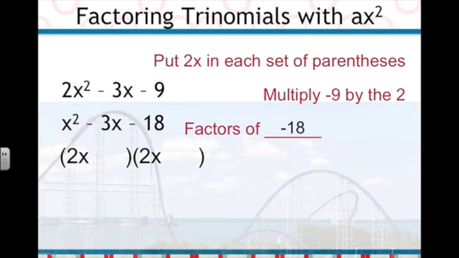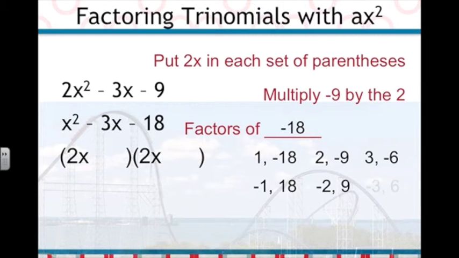To factor the negative 18, we need to have one factor positive and one factor negative. So we can start with 1 times negative 18 and negative 1 times positive 18. Next, we have 2 times negative 9 or negative 2 times positive 9. Finally, 3 and negative 6 are a pair of factors, or negative 3 and positive 6 is a pair of factors. We know there are no more factors because 18 is not divisible by 4 or 5, and those are the only integers between 3 and 6, so they're left to check.